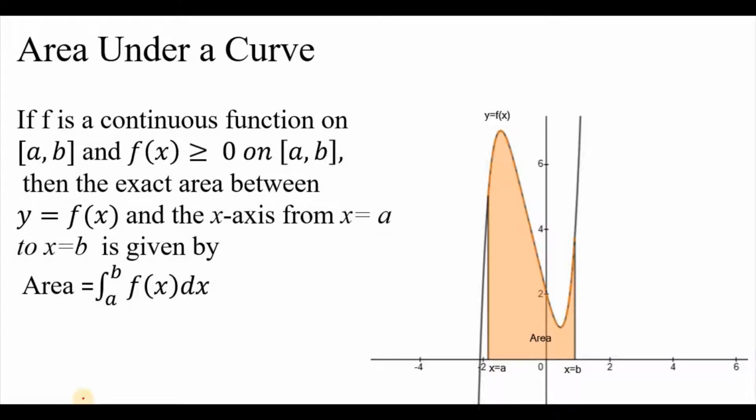If we have a function f that is continuous on a closed interval [a, b] and f of x is greater than or equal to 0 on the interval [a, b], that means it's above the x-axis, then the exact area between the curve of the function y equals f of x and the x-axis, in between the two lines x is equal to a and x is equal to b, is given by the definite integral from a to b of the function f of x dx. So that is basically the area under any curve on a closed interval from a to b.